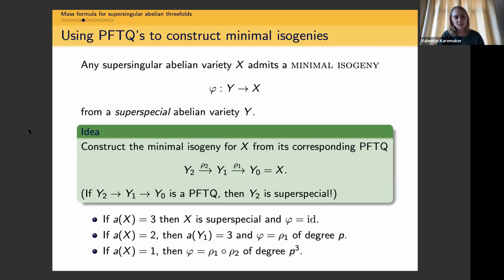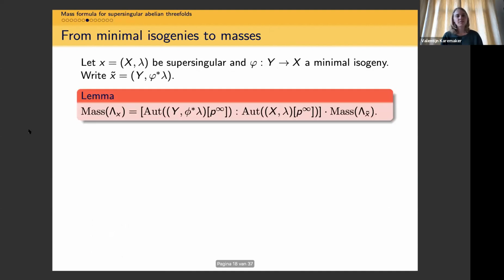Okay, well, why are we interested in this? It's because we can use the minimal isogenies to understand the masses that we were interested in. So if you start with a supersingular variety X_lambda, and you look at its minimal isogeny, phi from Y to X, then we can compare the mass of X with the mass of Y. So that's through this lemma here. The mass of the supersingular thing is the mass of the superspecial thing up to a comparison factor. And this comparison factor is an index of one automorphism group of p-divisible groups inside the other.